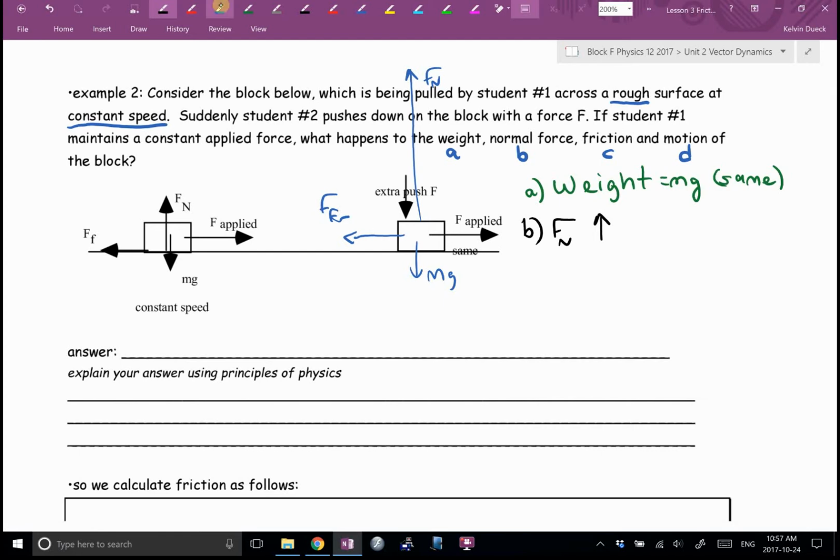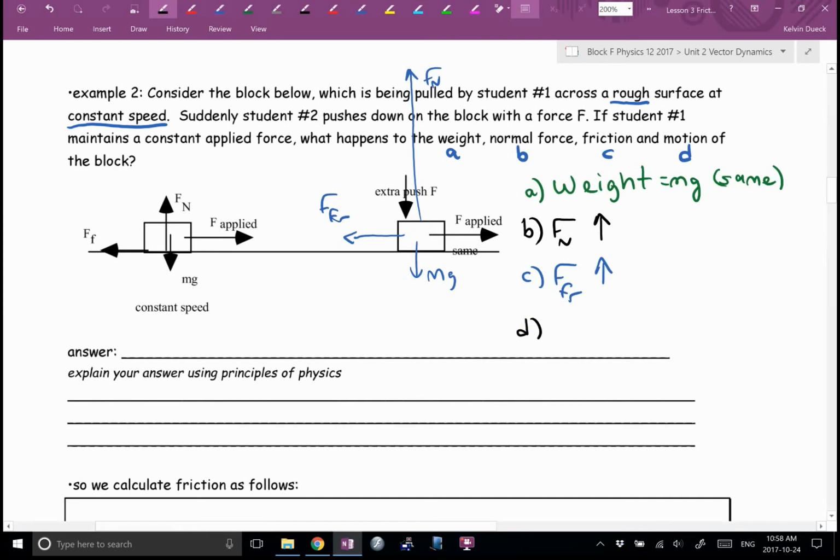If the normal force increases, what happens to the force of friction? Well, friction is what times what? Mu times the normal force. If the normal force got bigger, what's got to happen to friction? Get bigger? Increases. And so, what happens to the motion of the block?